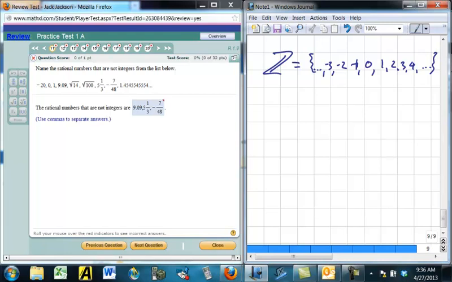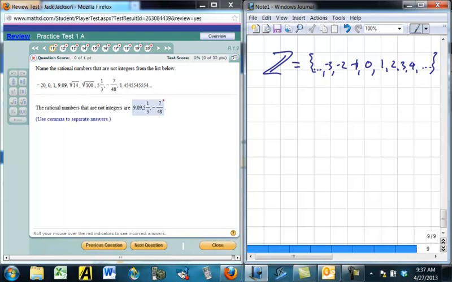9.09 is a terminating decimal. It's not an integer, so that would be one of the rationals. Square root of 14 is irrational. Square root of 100 reduces to 10, which is actually an integer. 5 1/3 is a rational number. -7/48 is a rational number. And let's look at this next one, the last one. 4, 5, 4, 5, 5, 4, 5, 5, 5. Okay, that's a pattern, but it's not repeating or terminating, so that's irrational.